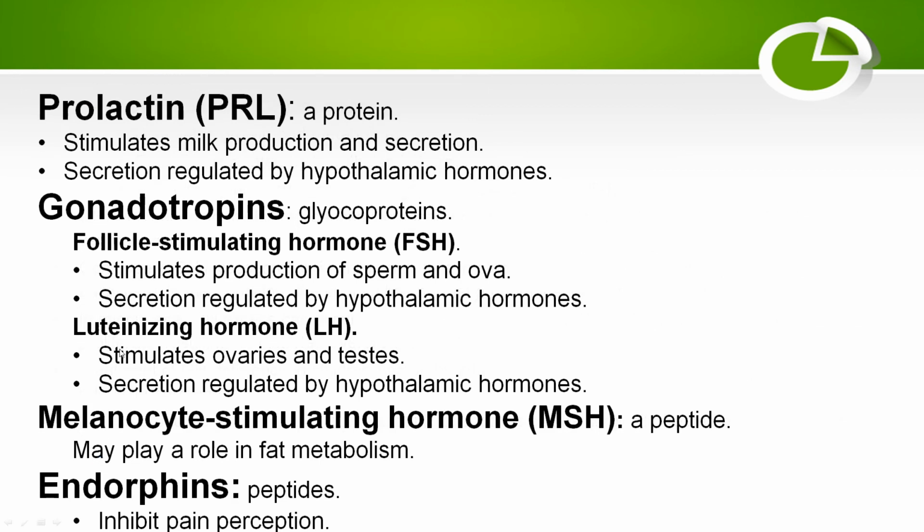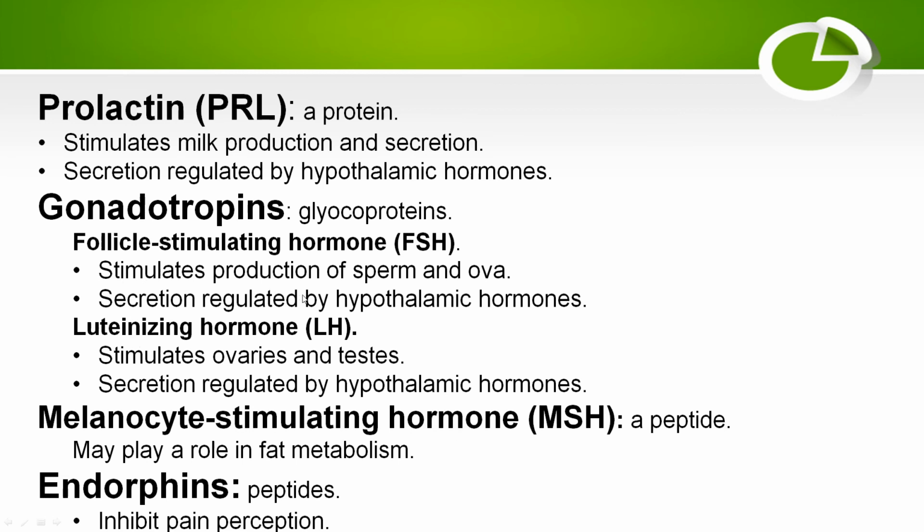Prolactin, as we have said, is a protein and it stimulates milk laydown. Secretion is regulated by hypothalamic hormone. Gonadotropins are glycoproteins. Among the gonadotropins, there are FSH and LH.